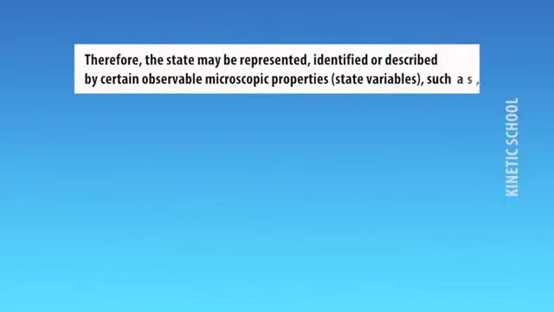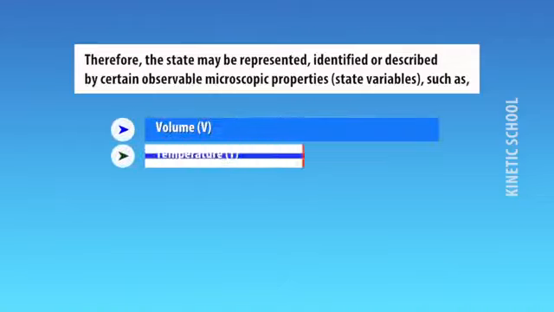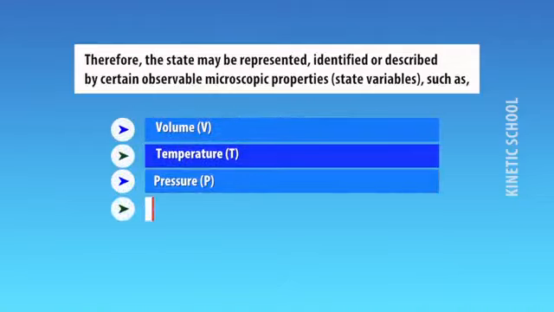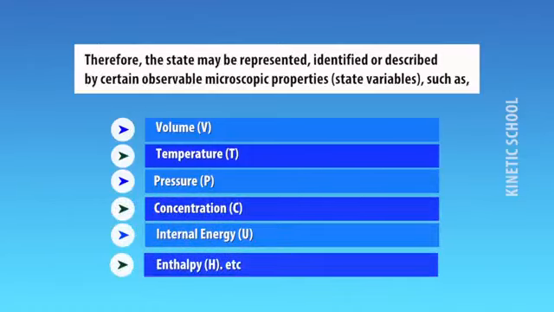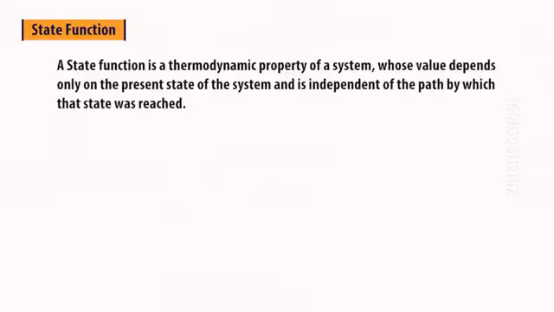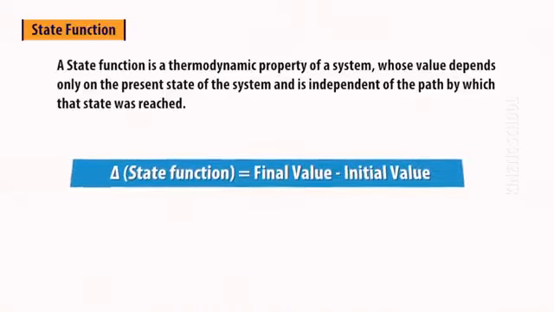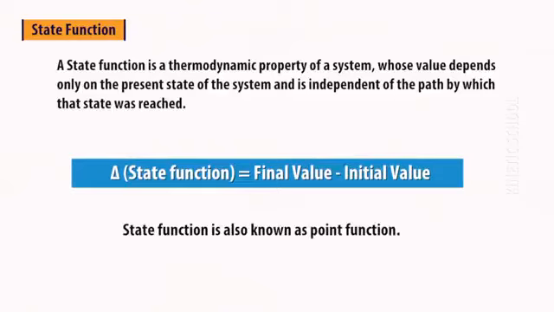Therefore, the state may be represented, identified or described by certain observable macroscopic properties such as volume, temperature, pressure, concentration, internal energy, enthalpy, etc. State function. A state function is a thermodynamic property of a system whose value depends only on the present state of the system and is independent of the path by which the state was reached. State function is also known as point function.